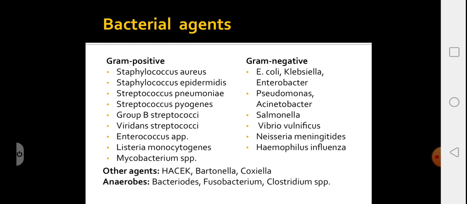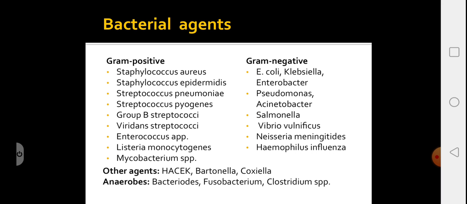Let us list the bacterial agents which cause bloodstream infections. Gram-positive agents are Staphylococcus aureus, Staphylococcus epidermidis, Pneumococci, Streptococcus pyogenes, Group B Streptococci or Streptococcus agalactiae, Viridans Streptococci, Enterococcus, Listeria monocytogenes, Mycobacterium species. It could be Mycobacterium tuberculosis or atypical mycobacteria.